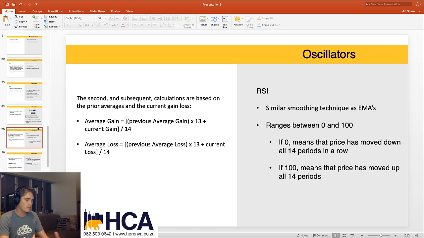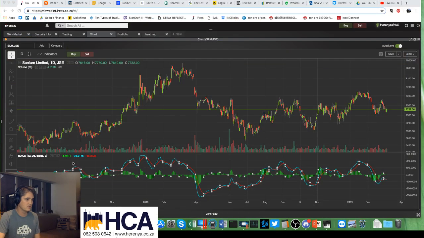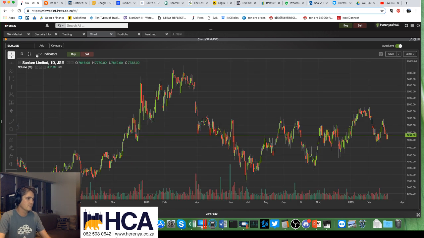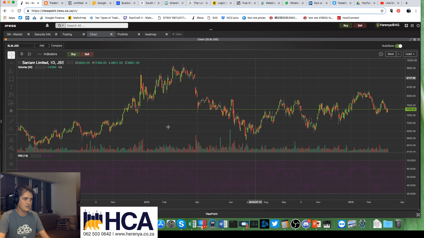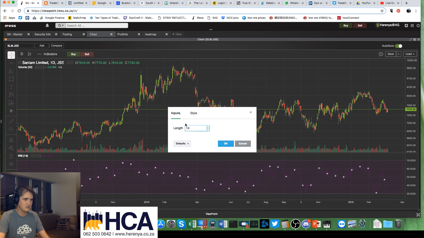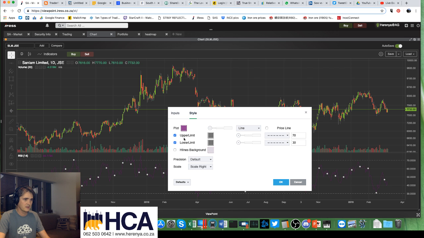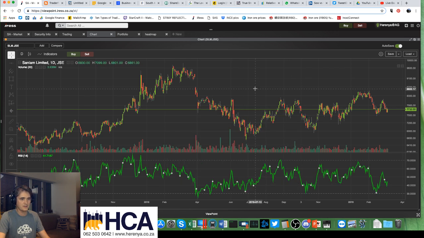So we can then allow this thing to oscillate between 0 and 100. That's just the way the maths works out, and that gives us a good indication of what the momentum in the stock is. So to illustrate that on a chart, we're going to remove our MACD. We're going to add our RSI, relative strength index, and this is so ugly. We're going to make it pretty. Make it green. And this is what it looks like.